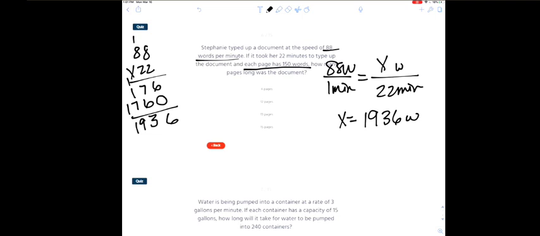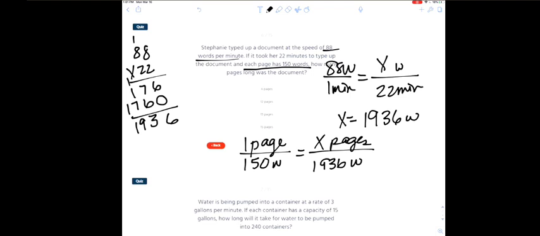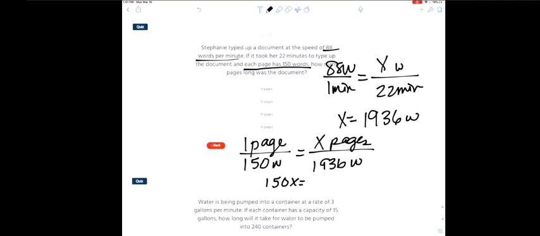Now, we want to know the number of pages. If each page, 1 page, is equal to 150 words, what is the number of pages for 1,936 words? So I'm going to cross multiply again. I'm going to remove this so I have some space to work here. 150x is equal to 1,936. I'm going to divide by 150. I'm going to put that over here.